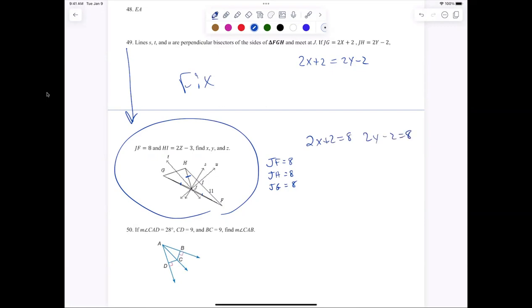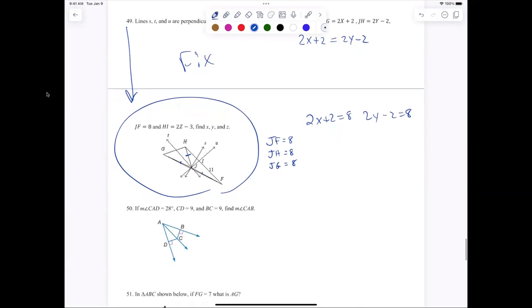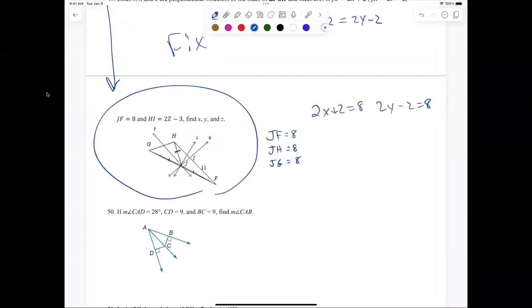And then where is Z at? Oh, HI, yes. And what does HI have to be? 11, correct? HI is 11. Oh my goodness. So Z has to equal what? 7. And X is equal to 3, and Y is equal to 5.